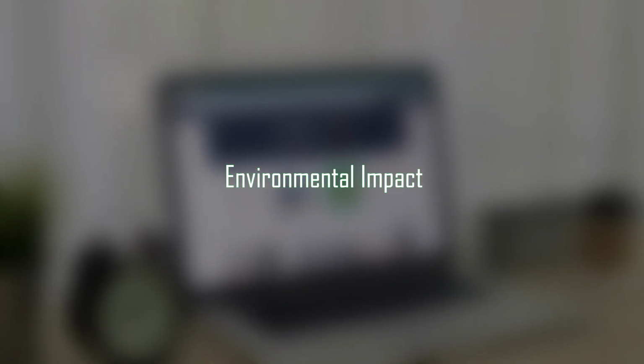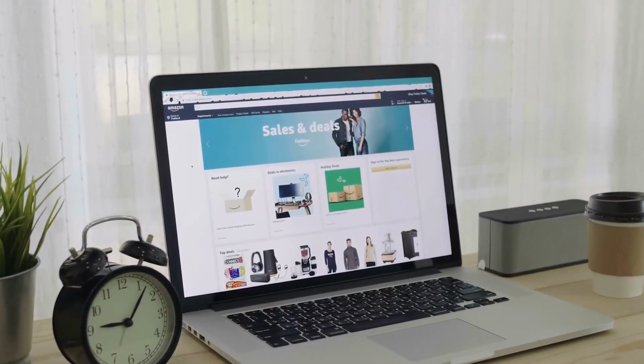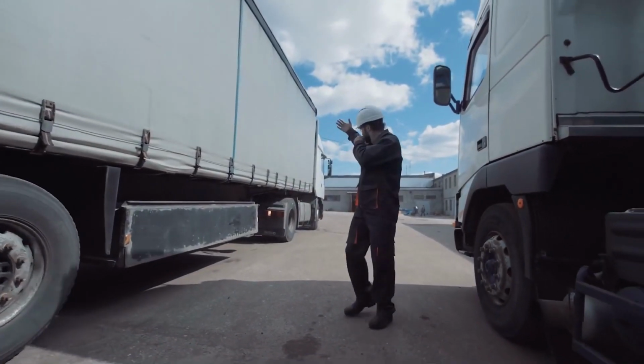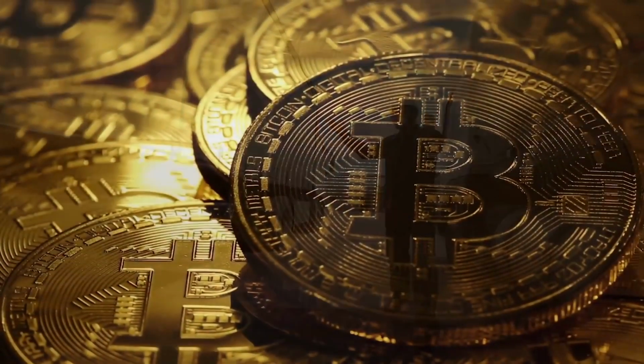5. Environmental impact. Bitcoin mining, the process of verifying transactions and adding them to the blockchain, requires significant amounts of energy. This energy usage has led to concerns about the environmental impact of Bitcoin mining, as well as concerns about the sustainability of the technology.